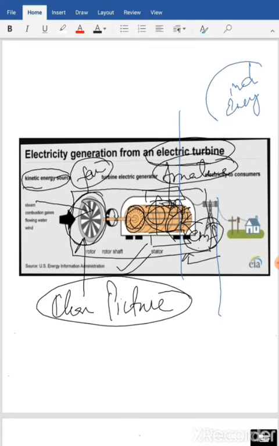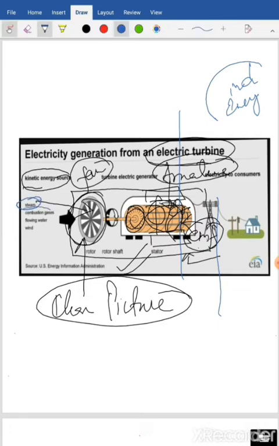So the source of kinetic energy can be of four types or four ways. One is through the steam, one is through the combustion of gases, one is through the flowing water, and one is with the wind.